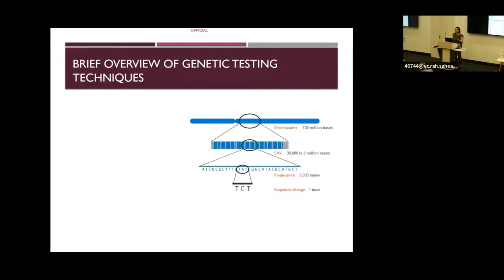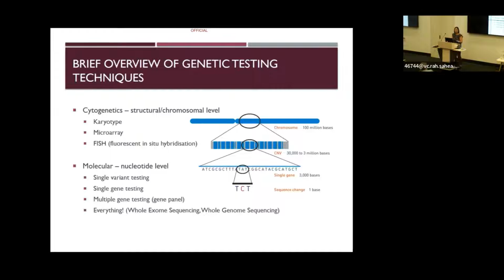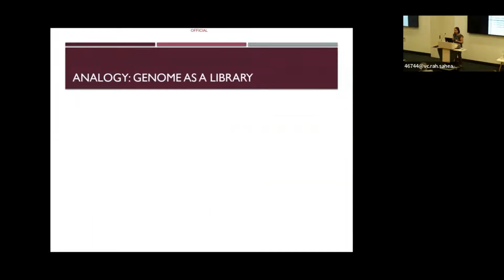So just talking about the different types of genetic techniques, we can divide them into two categories. We've got cytogenetic techniques, which look at the structural chromosomal level view. That includes techniques such as karyotype, microarray, and FISH, so fluorescent in situ hybridization. Then we've got molecular techniques, and they look at variants at the nucleotide level. So we've got single variant testing, single gene testing, multiple gene testing, so a gene panel, and then we can look at absolutely everything, so whole exome sequencing or whole genome sequencing.